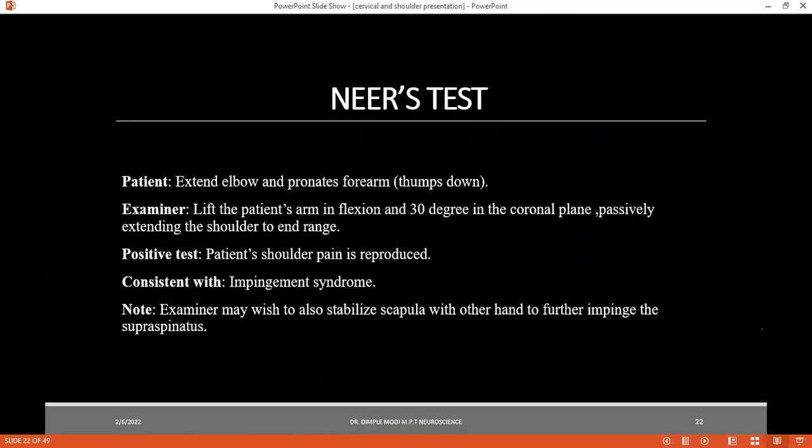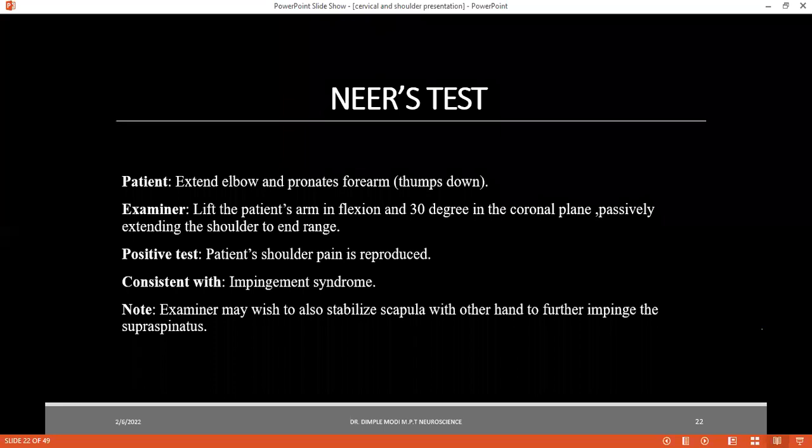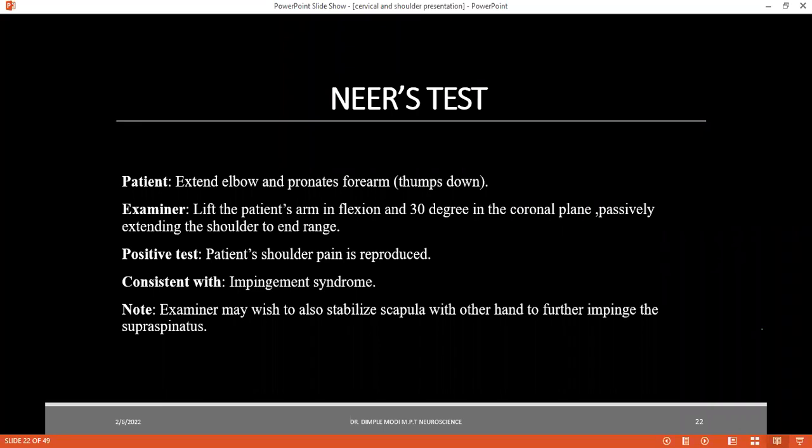The Neer test. Okay, in this you have to extend the elbow and pronate the forearm so that the thumb is down. Lift the patient's arm in flexion, 30° in the coronal plane, passively extending the shoulder to end range. Okay, if the patient produces pain, it shows that there is an impingement syndrome. Okay, you may also stabilize the scapula if you want a more perfect sign. So it will cause more impingement and it will show there is impingement of the supraspinatus.